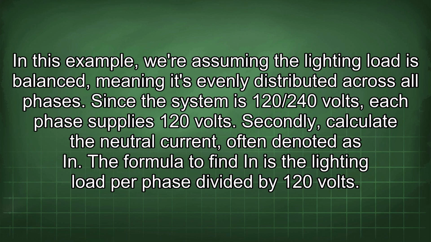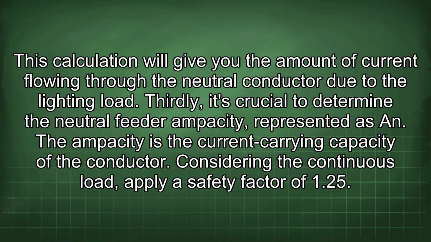Since the system is 120/240 volts, each phase supplies 120 volts. Secondly, calculate the neutral current, often denoted as IN. The formula to find IN is the lighting load per phase divided by 120 volts. This calculation will give you the amount of current flowing through the neutral conductor due to the lighting load.